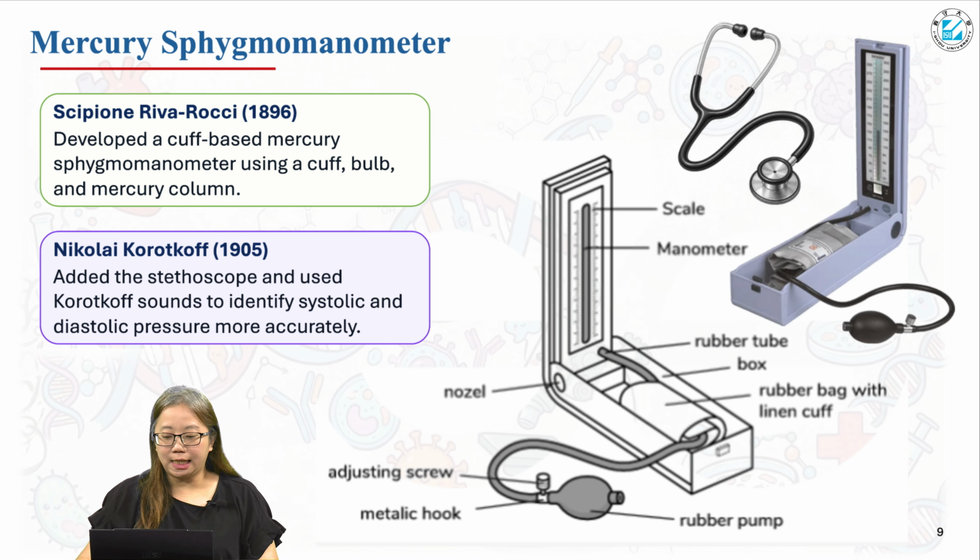Later, in 1896, Riva-Rocci developed a cuff-based mercury sphygmomanometer. This was an important step toward non-invasive blood pressure measurement. In 1905, Nikolai Korotkov added the use of a stethoscope. He found that specific sounds could be heard when the cuff pressure was slowly released. These sounds are now called Korotkoff sounds, and they help us identify systolic and diastolic blood pressure.